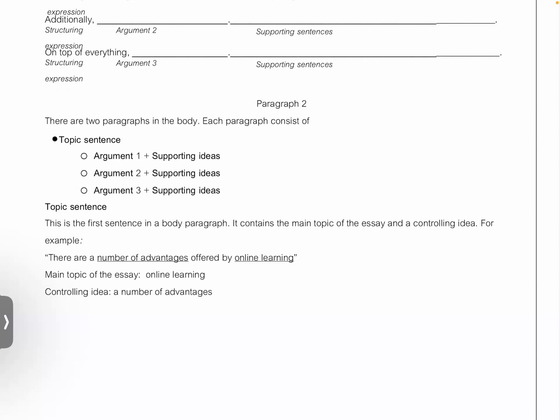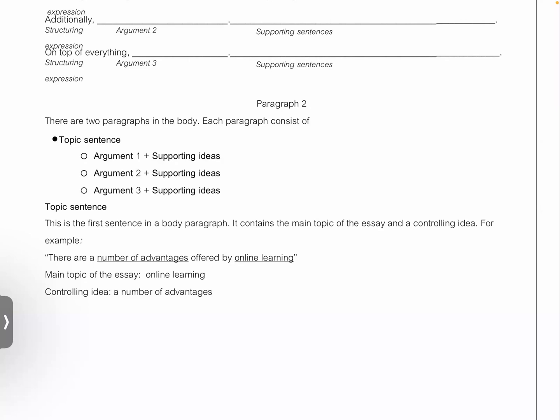Okay, so first of all, let's try to understand what this sentence really is. So, topic sentence is the first sentence in a body paragraph. It contains the main topic of the essay and a controlling idea. For example, there are a number of advantages offered by online learning. So the main topic is online learning. And the idea controlling word is a number of advantages. So basically, to write a topic sentence is joining the main topic of the essay to idea controlling words.